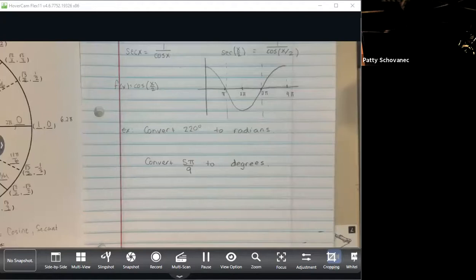You think you got them? You think you're done converting? I also want you to tell me in which quadrant a 220 degree angle is and a 5 pi over 9 radian angle is. Tell me which quadrant they're in.